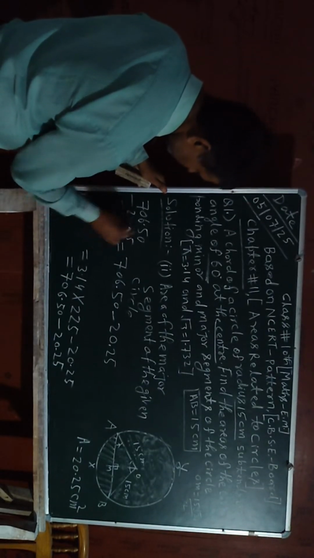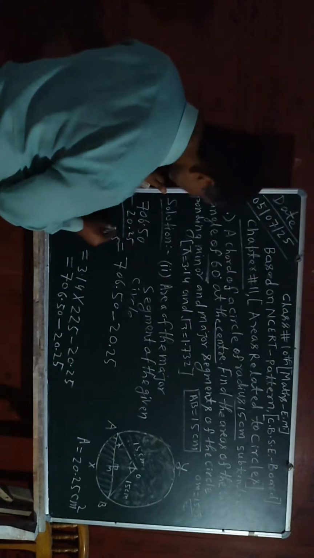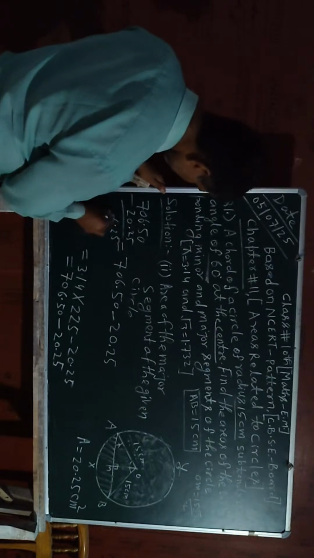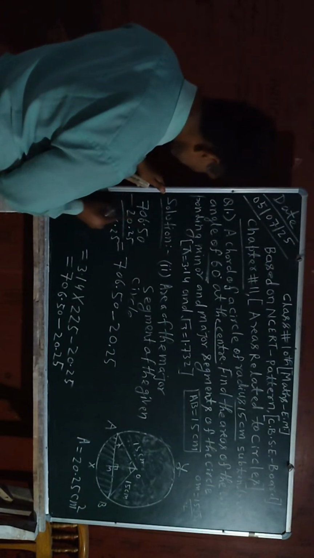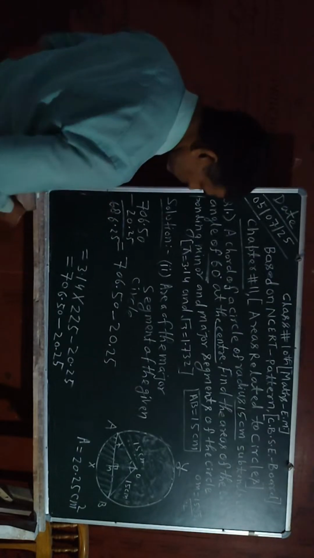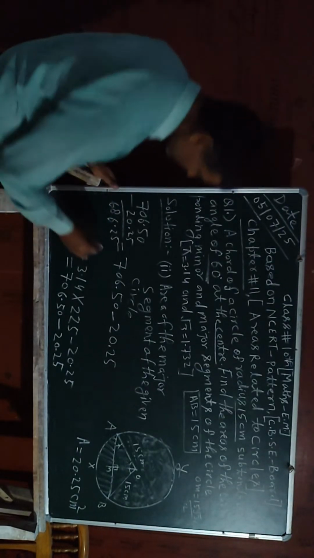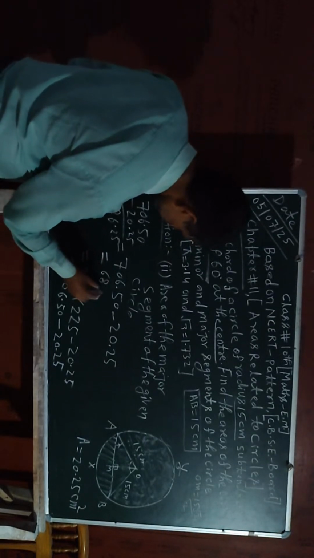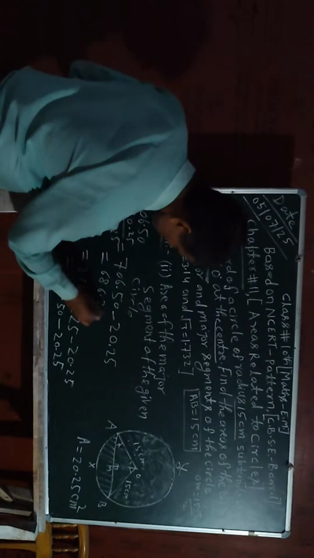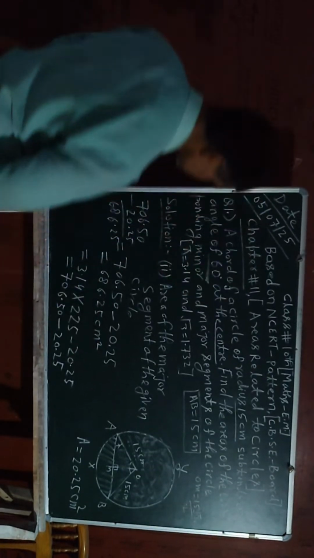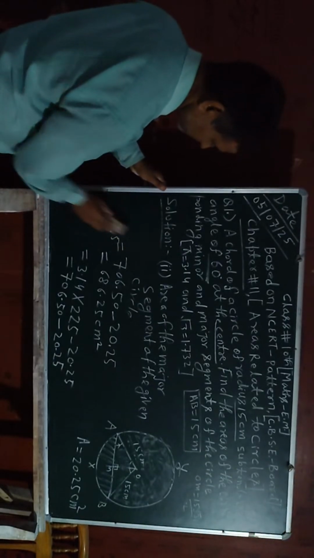So 5 here will be 4. 4 minus 2, that will be 2. And here I will say 6, and here will be 10. 10 minus 2, that will be 8. And here will be 6. So after subtracting I have to write here 686.25 centimeter square, and this is the area of the minor segment.